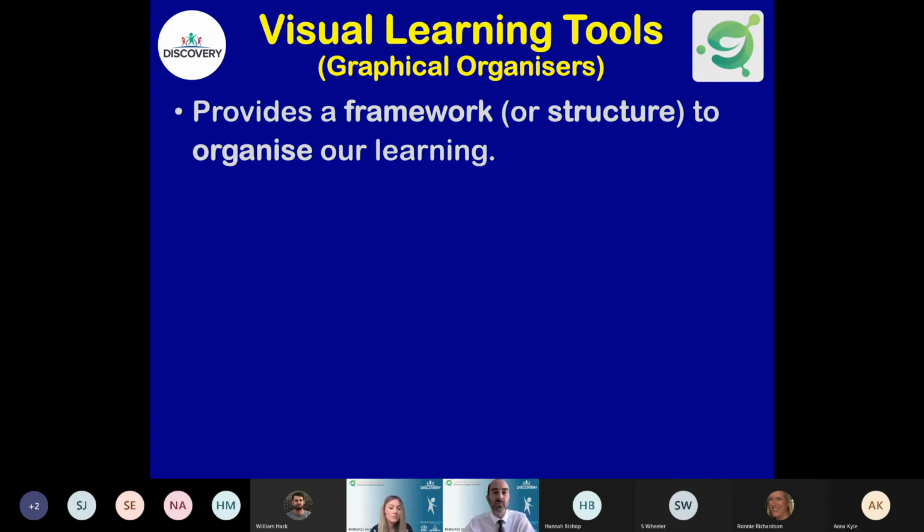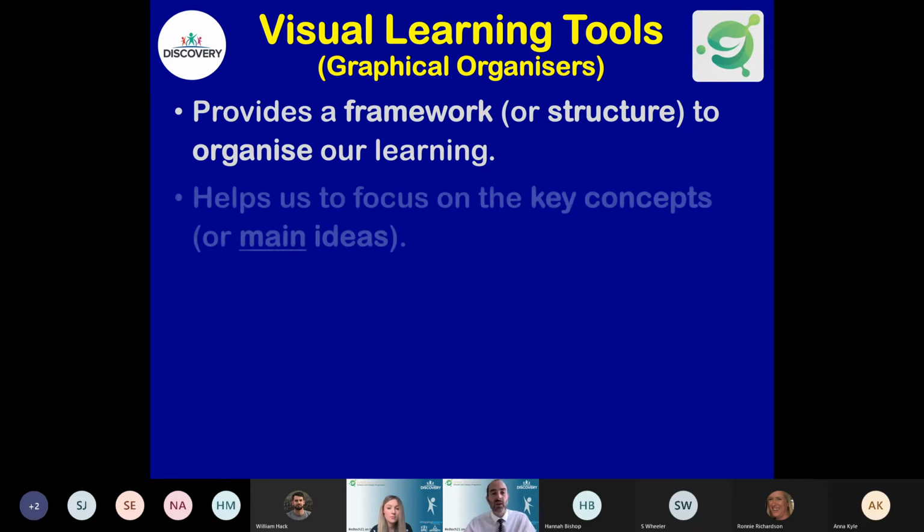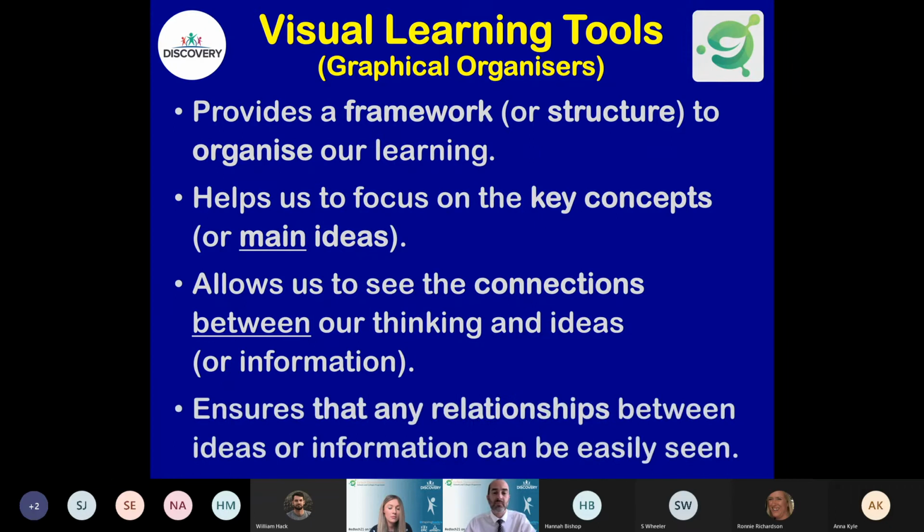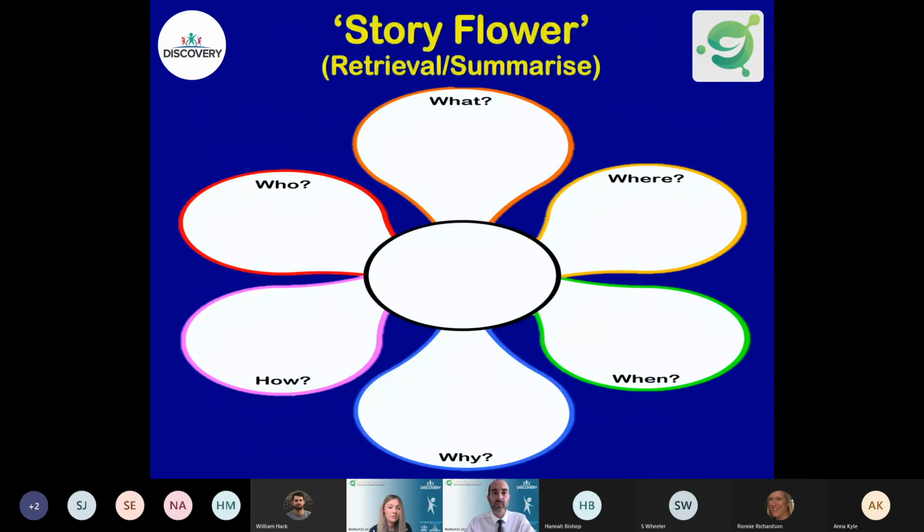So visual learning tools, or sometimes called graphical organisers, provide us with a framework to structure and organise our learning. It really helps pupils to just focus on the key concepts or ideas of the reading at that time. It allows us, but also the pupils, to be able to see any connections between their thinking. And again, linked to that is the whole idea that we can see the relationships between the different pieces of information that we're engaging with.